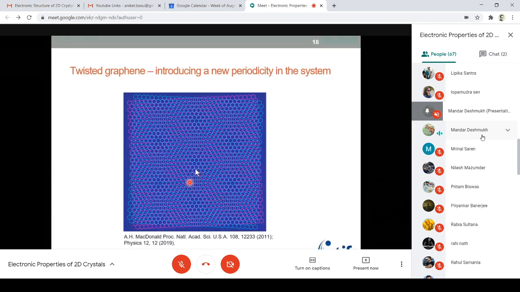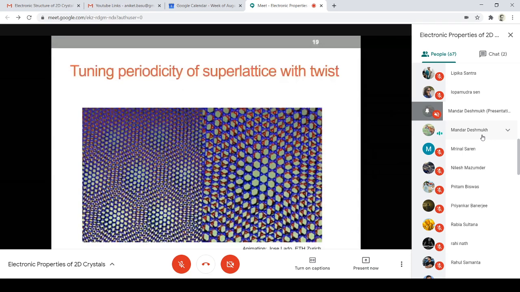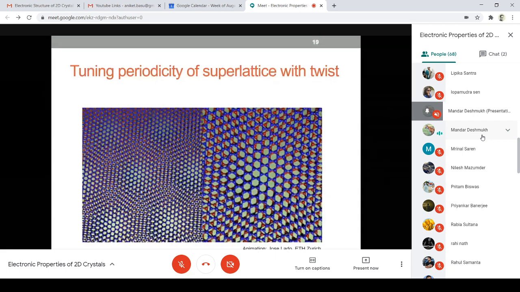And there is a large amount of tunability, that you can actually tune this periodicity, and I'm going to show you a video quickly. So people have in the last 2 years found this as a very revolutionary way to engineer electronic properties of materials, particularly graphene. The easiest way is explained by this video, which I have not made, but it's made by somebody at ETH Zurich, and it's a nice animation.